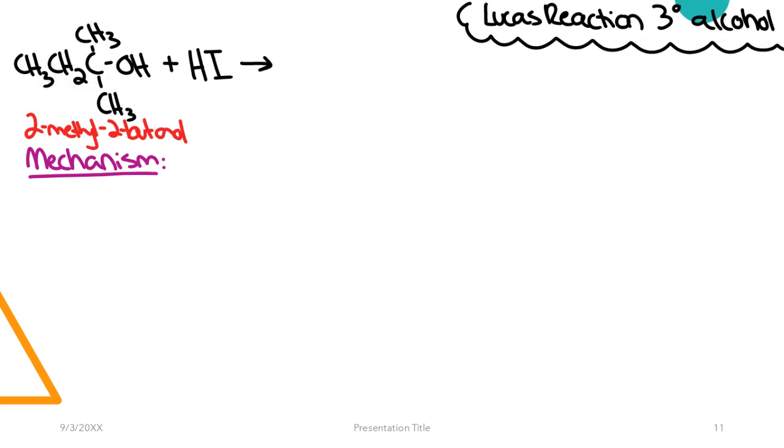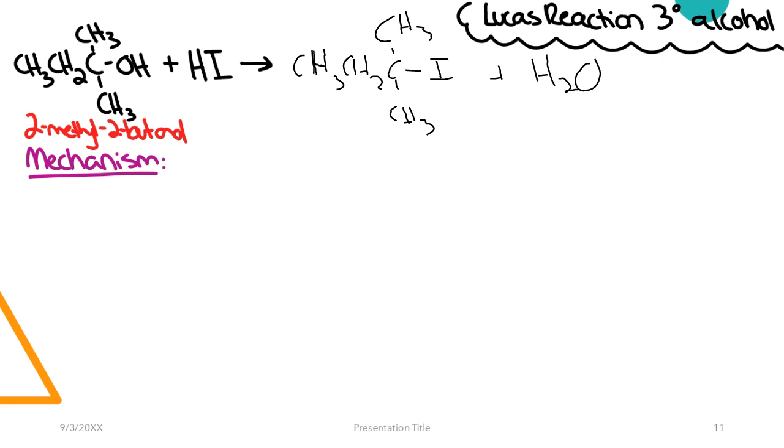Okay. So we can do one more of those. Again, in essence, these are just substitution reactions. So this is a tertiary alcohol. It's 2-methyl-2-butanol. Do we see where I got that name? Okay, so I'm just going to replace that OH group with my halogen, and I'm going to form water. Okay. So mechanism is still the same.